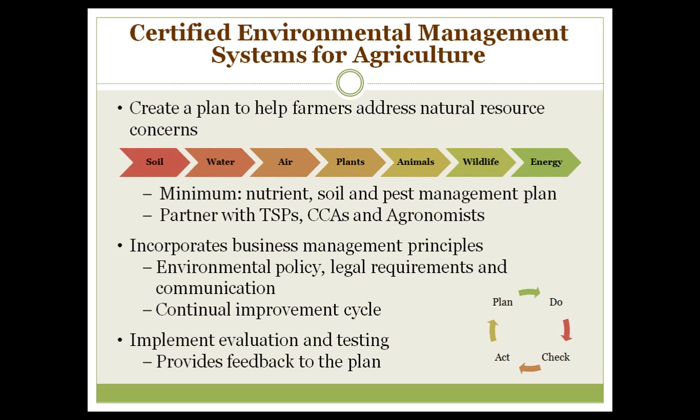We do look at business management principles when we do this. We want to look at the environmental policy, what the legal and regulatory requirements are that farmers are expected to abide by, and then we want to do this continual improvement cycle. Plan, do, check, act, and do it all over again until we have fine-tuned it to a place that we can live with. And it needs to be an ongoing relationship.